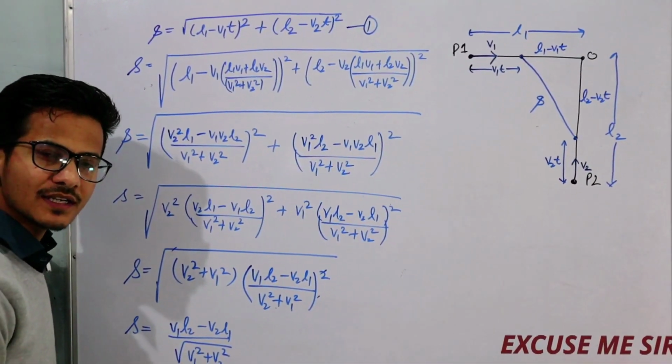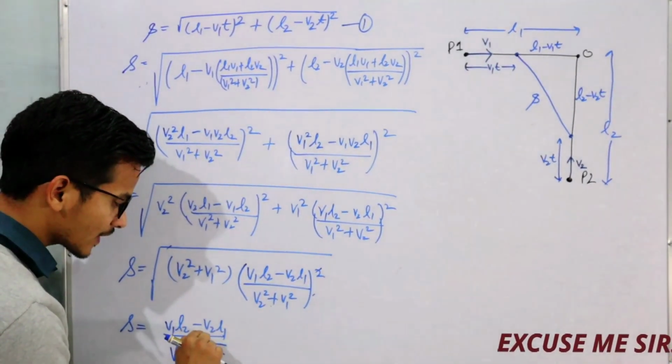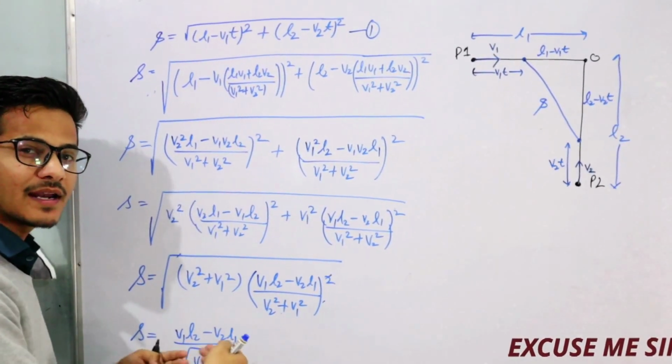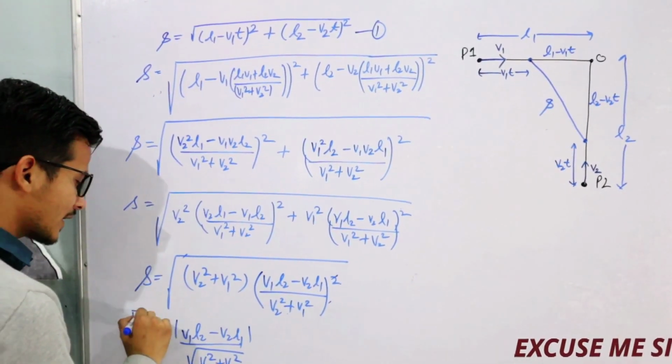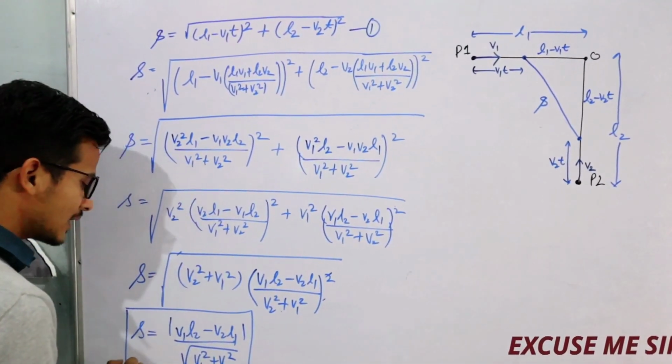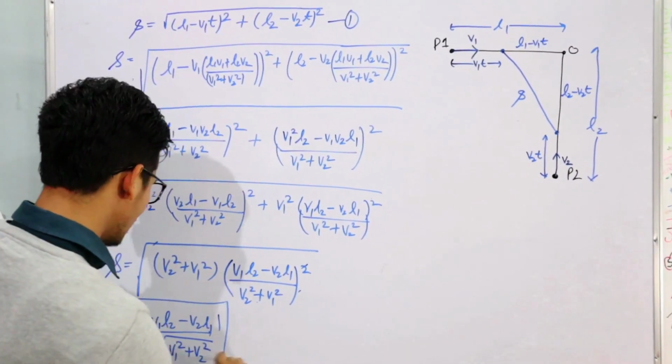As we are calculating the distance, the distance cannot be negative. If the quantity after the minus is greater, it will be negative, so we put a mod here. So this is your required answer. Your answer can also be written as v2 L1 minus v1 L2. So this is your minimum distance.